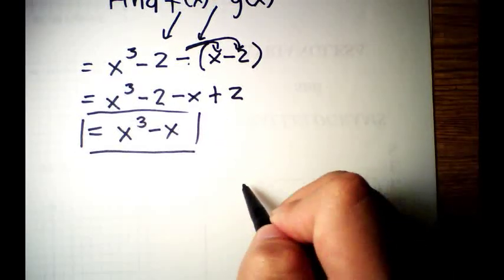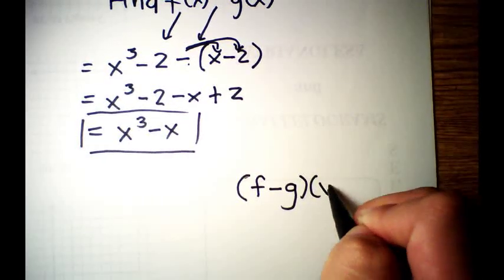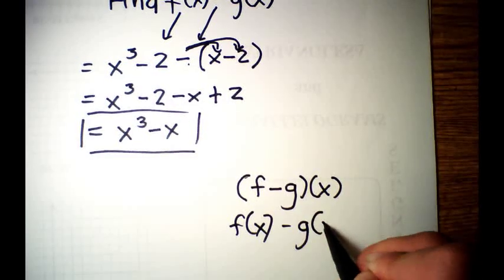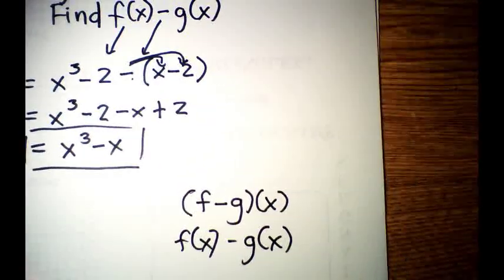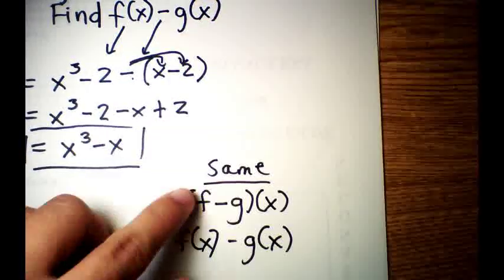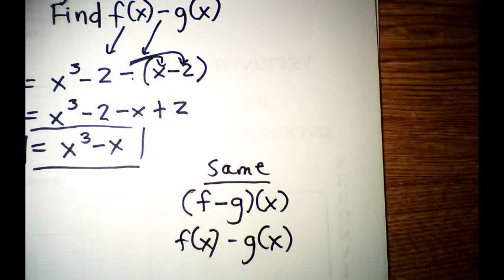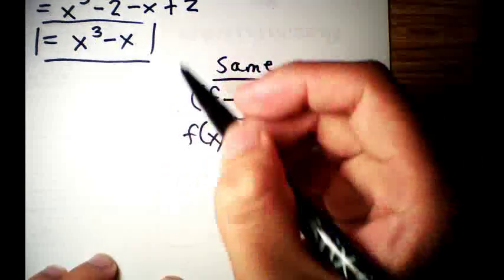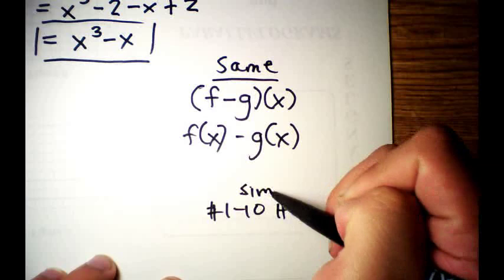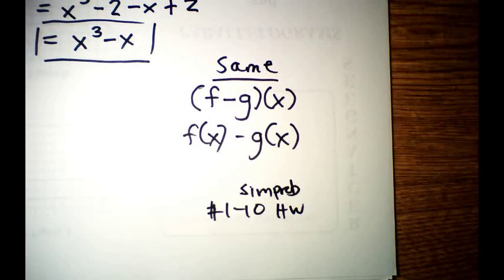Okay, again, same thing. Whenever you see something like parentheses f minus g of x, or even f of x minus g of x, they both mean the same thing. They're both telling you to grab your f equation and subtract from it, in parentheses, your g equation. Similar problems to this are problems number 1 to 10 on your homework. You're either going to add or subtract those two equations.